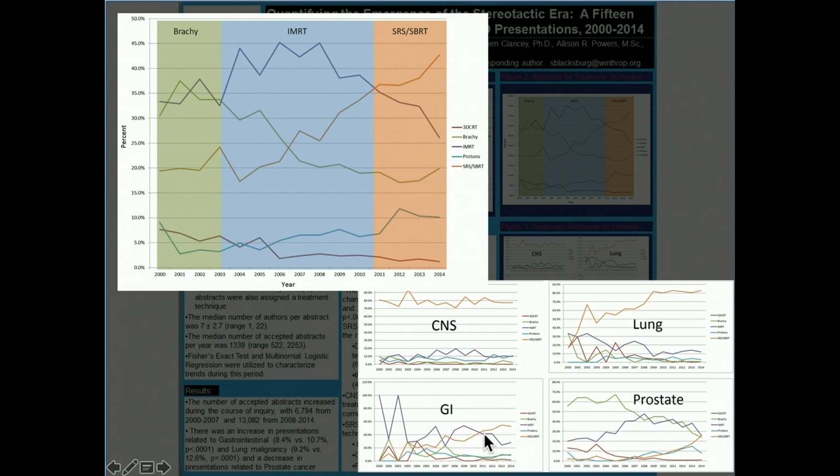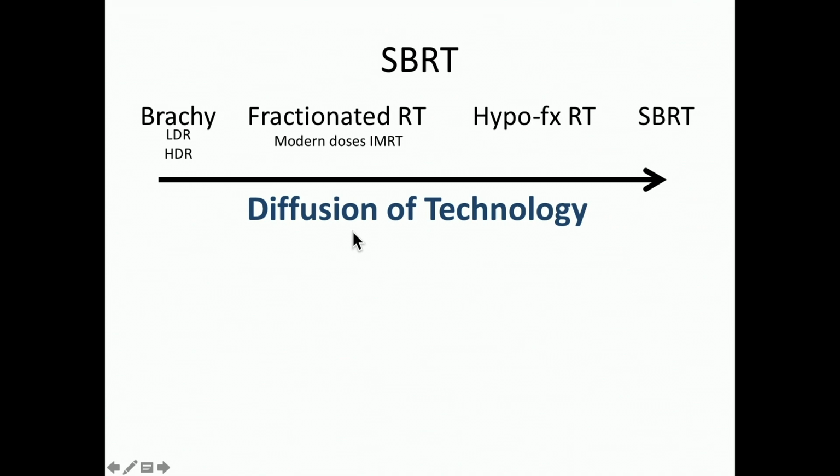With GI malignancy in the late 2000s, it became the most common. And in 2014, there was an inflection point at ASTRO for prostate cancer. SBRT is known as ultra or extreme hypofractionation. Clearly, on a diffusion of technology scale, brachytherapy evolves first. You have the IMRT, IGRT, the hypofractionation, and SBRT that I mentioned.